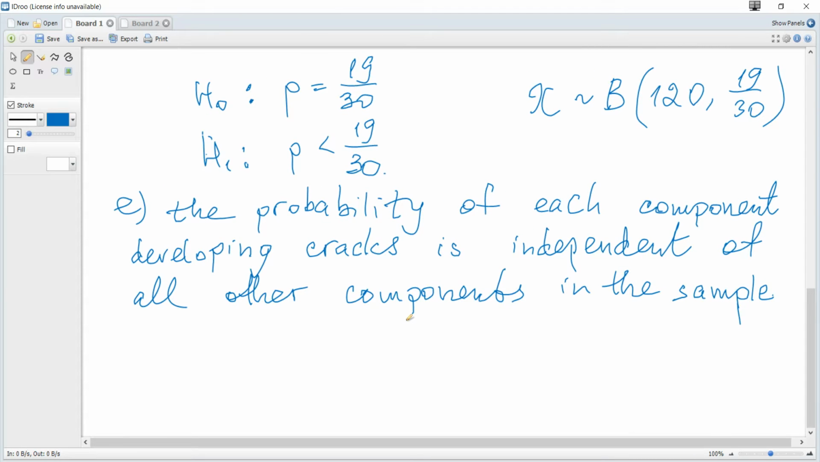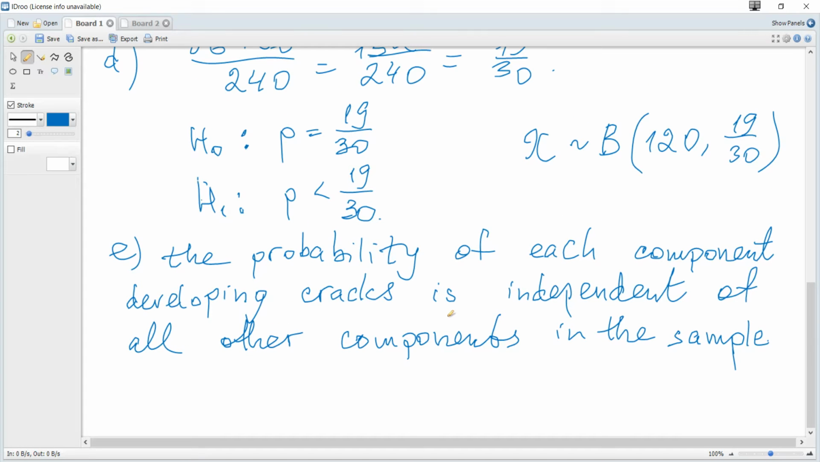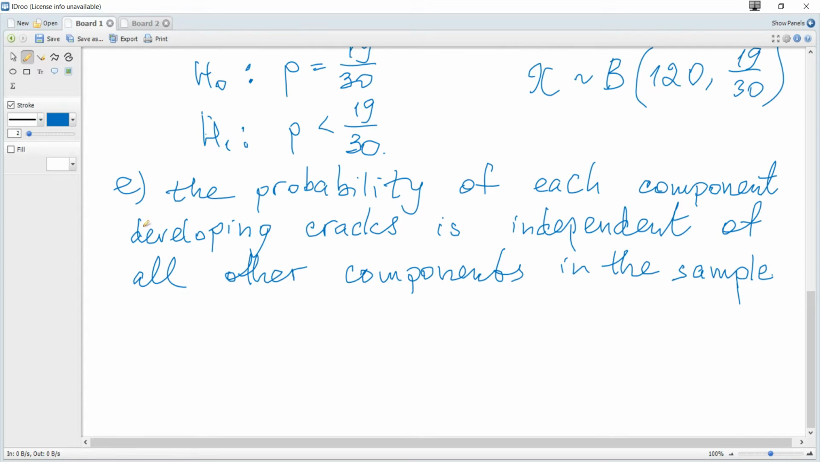It's about events being independent, so the event that we get a component with a crack is independent of another component. And actually it's also related to constant probability, but this is given in the mark scheme directly like this. I just rewrite this. And the next.